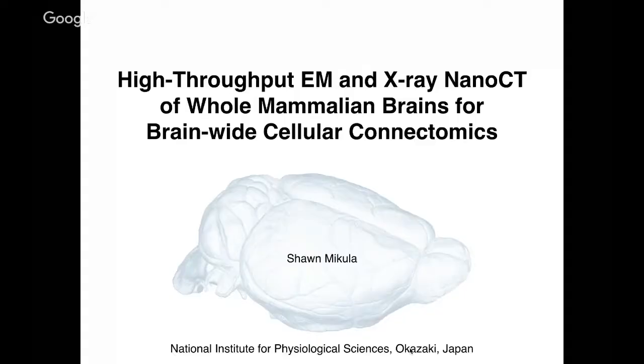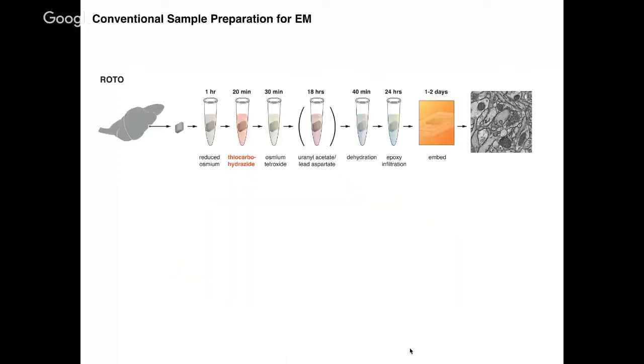So I'm going to be talking about high-throughput EM and X-ray nano-CT of whole mammalian brains for circuit reconstruction, cellular resolution connectomics. And at first, the title might seem slightly odd, why I would put together both EM and X-rays in the same talk. But as will become clear shortly, I think there's very good reason to do that. And so to begin my talk, I want to go back in time a little bit.